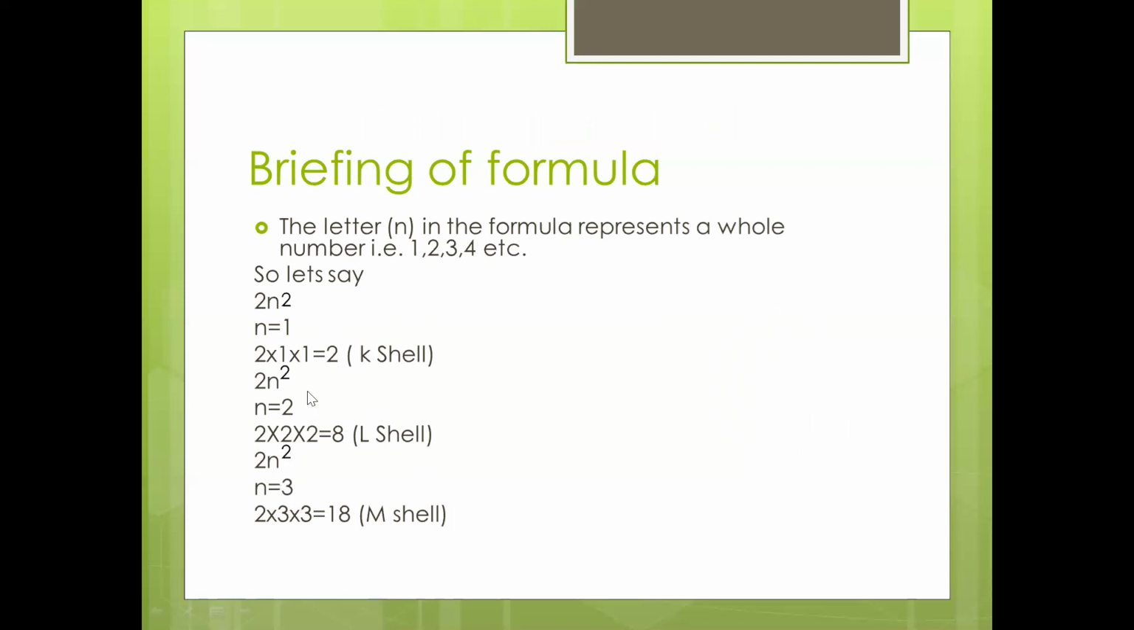So I hope by the briefing of this formula, you can easily understand that in the K shell, you can adjust a maximum of 2 electrons. In the L shell, you can adjust 8 electrons, and in the M shell, you can adjust 18 electrons, and in the N shell, and so on. It depends on the value of N. Okay, I hope you have understood up till now.